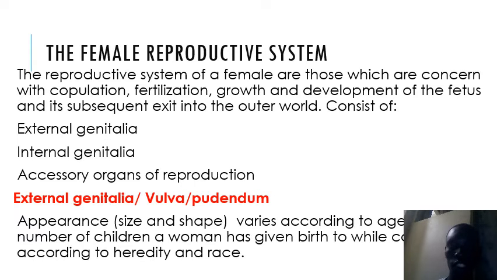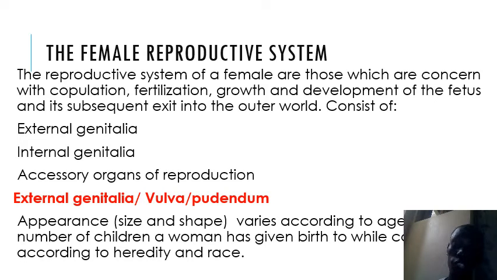So let's look at the details of the female reproductive system. The reproductive system of a female comprises the organs concerned with copulation or sex, fertilization, growth and development of the fetus, and its subsequent exit or delivery into the outer world.